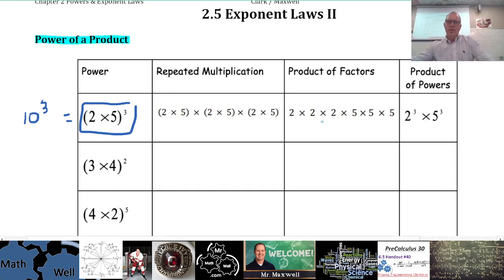So what we've done here is we've grouped the 2's together. You see, there's 1, 2, 3 2's. And you could just rearrange this a little bit so that you have all 3 2's multiplied together. And then there are 1, 2, 3 5's as well, and we can regroup those. And now what this looks like is 2 to the power of 3 times 5 to the power of 3. Okay? So that's how we work through this power of a product.